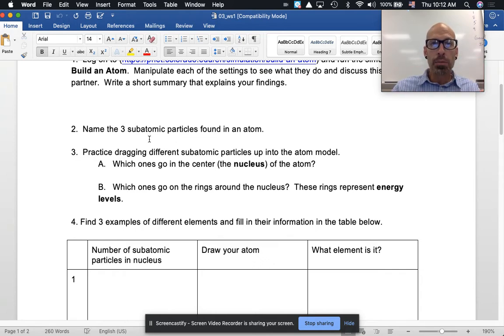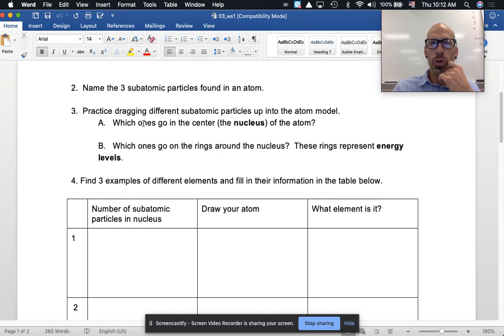So again, proton, neutron, electron. And in question 3, you're supposed to practice dragging the different subatomic particles around in the atom. Hopefully you did that. It says which ones go in the center, and then in parentheses, in bold, nucleus. This is one of those situations where this is important information. Nucleus, that's the center of an atom. You need to know that now. So in the question, they're giving you information that you need to know. So nucleus, the center of an atom. You need to know that now.